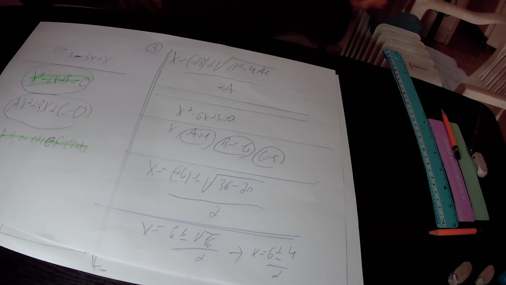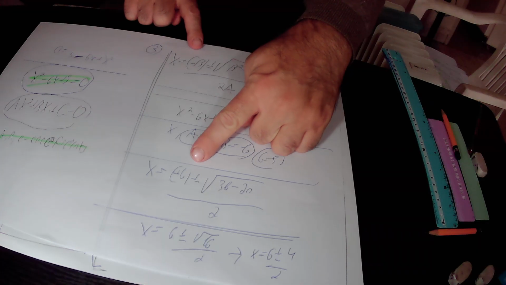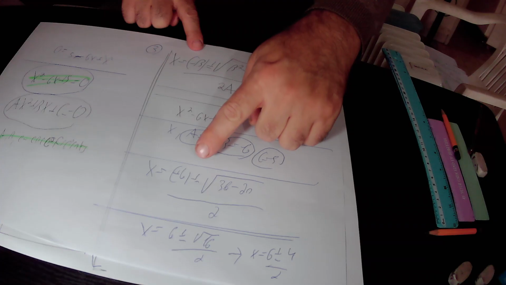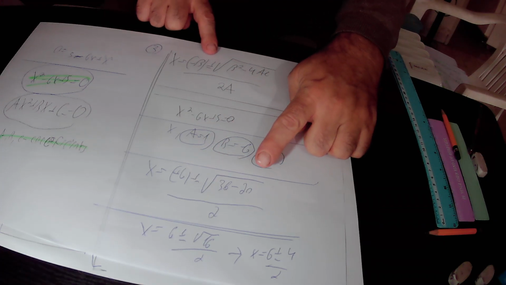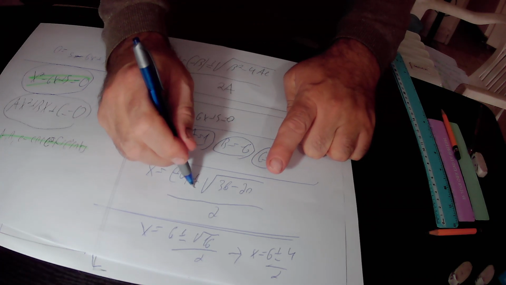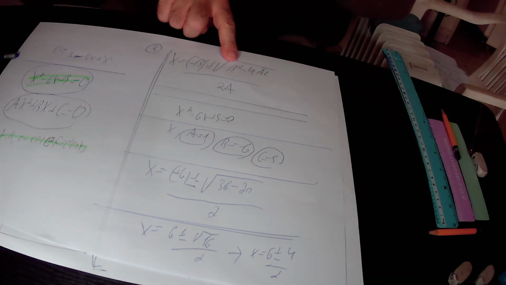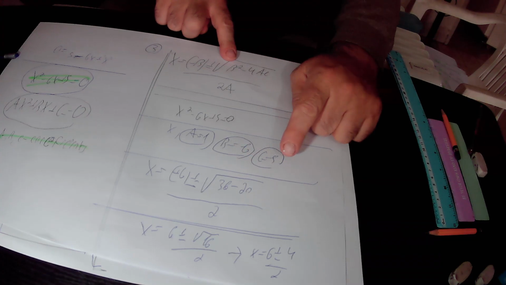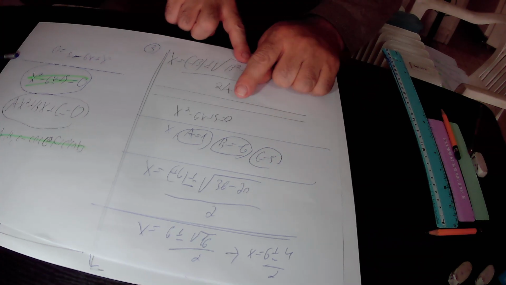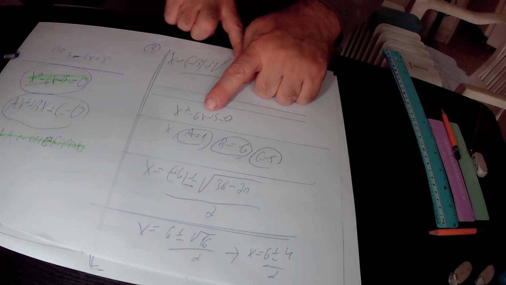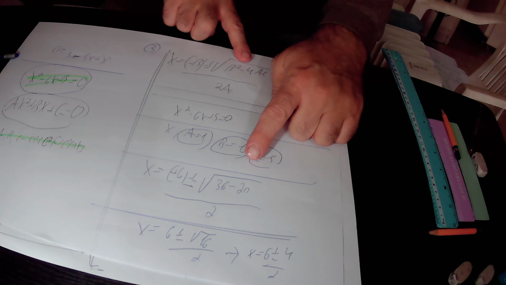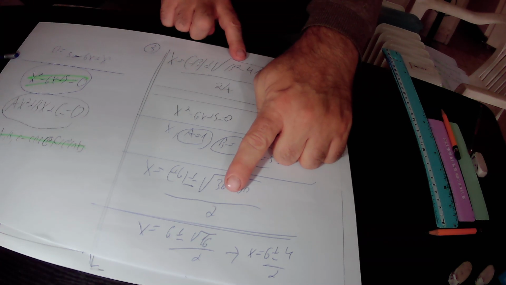So we did it, and we found out that x equals minus b. b is minus 6, therefore minus b is plus 6, plus minus the square root of b squared. b is minus 6, therefore b squared is 36, minus 4 times a times c. a is 1, so minus 4 times 1 is minus 4, times c. c is 5, so minus 4 times 5 is minus 20. So inside the root we have in total 36 minus 20, over 2a. 2a is 2 times 1, that is 2.